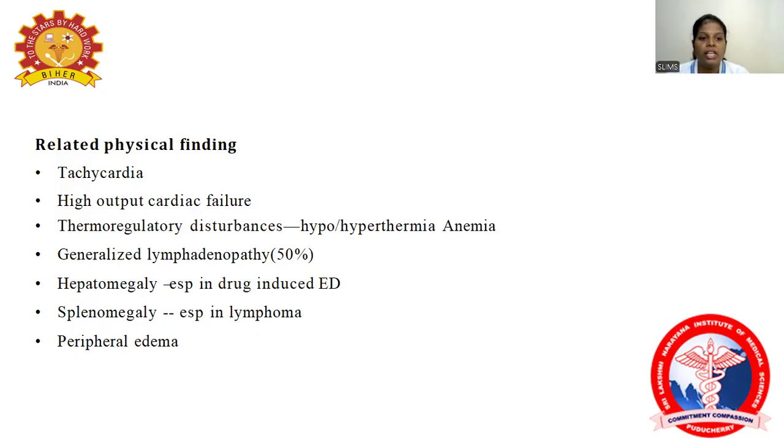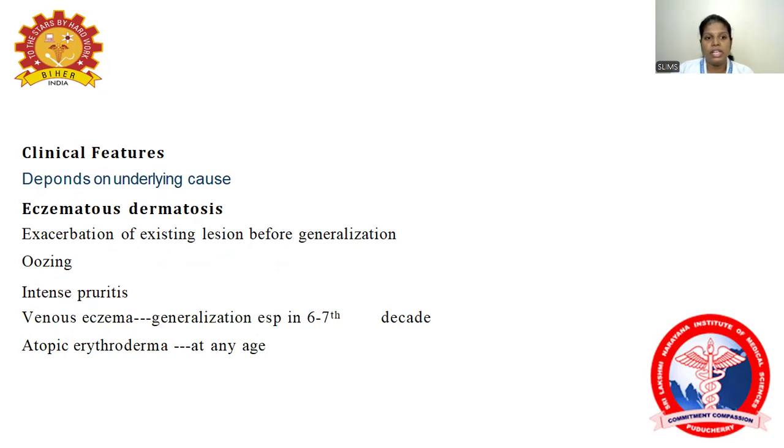Generalized lymphadenopathy, hepatomegaly mainly in drug-induced erythroderma, splenomegaly in malignant conditions like lymphoma, and peripheral edema. Why is there peripheral edema? Because of congestive cardiac failure and increased vascular permeability, there can be peripheral edema. So clinical features can depend on underlying conditions, like in eczematous dermatosis, exacerbation of existing lesion before generalization.